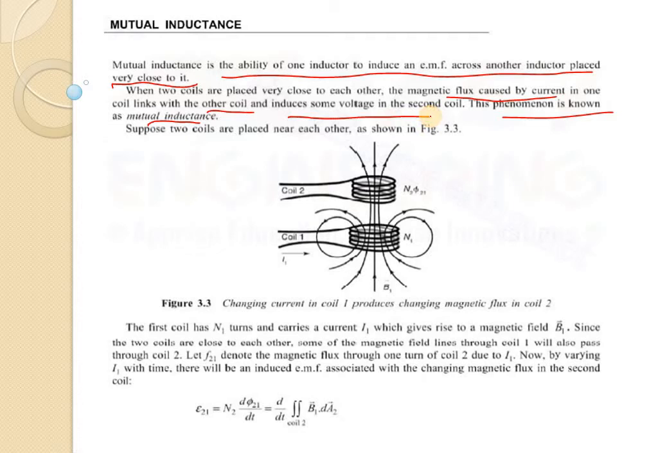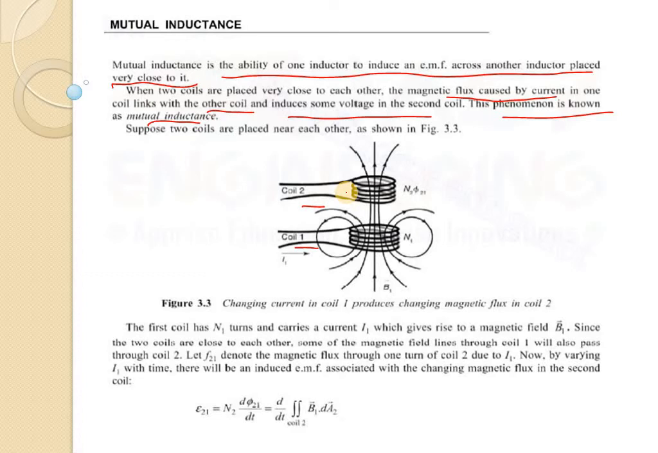Basically this phenomenon is transformer action. Depending on this phenomenon, the transformer actually works. Suppose two coils are placed near each other, and this is the diagram. Two coils are adjacent to each other, and in coil 1 current is flowing. Due to that, flux linkages are created, and this flux will link the nearby coil 2, and an EMF will be induced in the nearby coil.